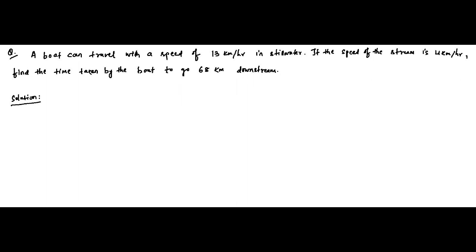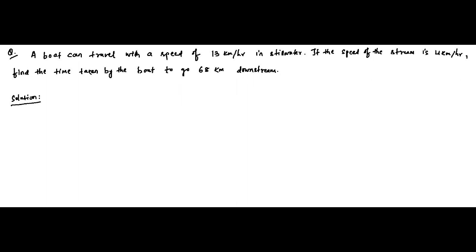So here is another question. It has been given that a boat can travel with a speed of 13 km per hour in still water, and if the speed of the stream is 4 kilometers per hour, find the time taken by the boat to go 68 km downstream.